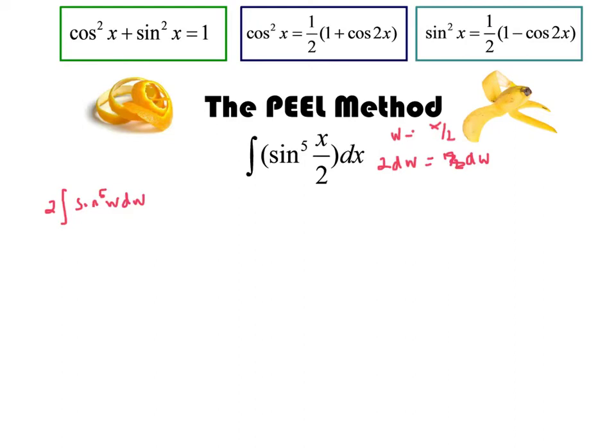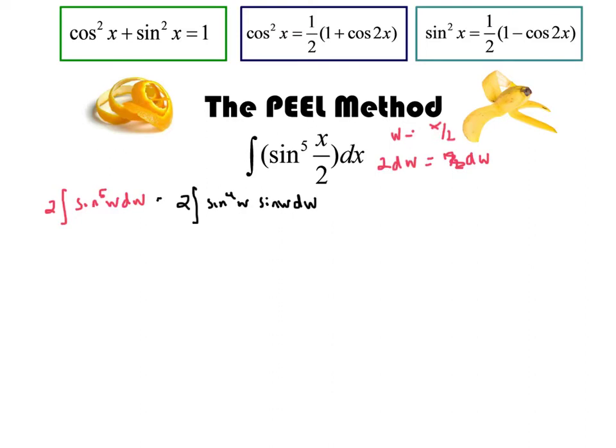Now the Peel method, remember, says we should peel a trig function off the odd power. So let me do that. Okay, 2, the sine fourth of w multiplied by sine of w dw. Okay, so it's still sine to the fifth, but the reason you do this is because to do substitution you need different trig functions. They can't all be sines. We need other trig functions.